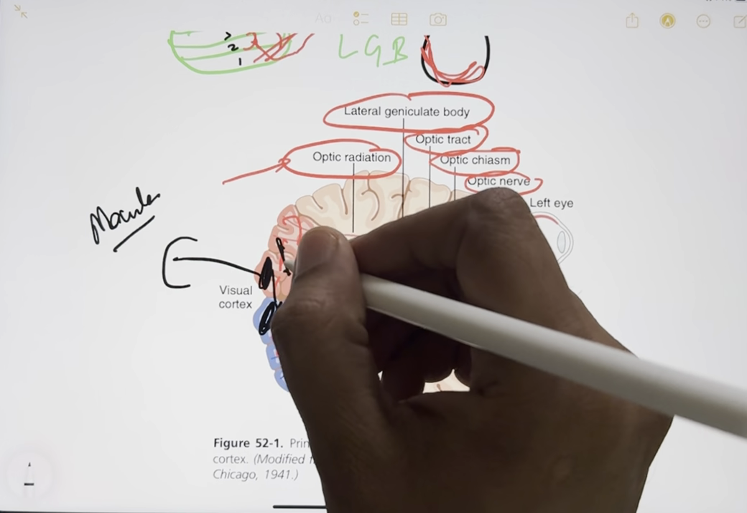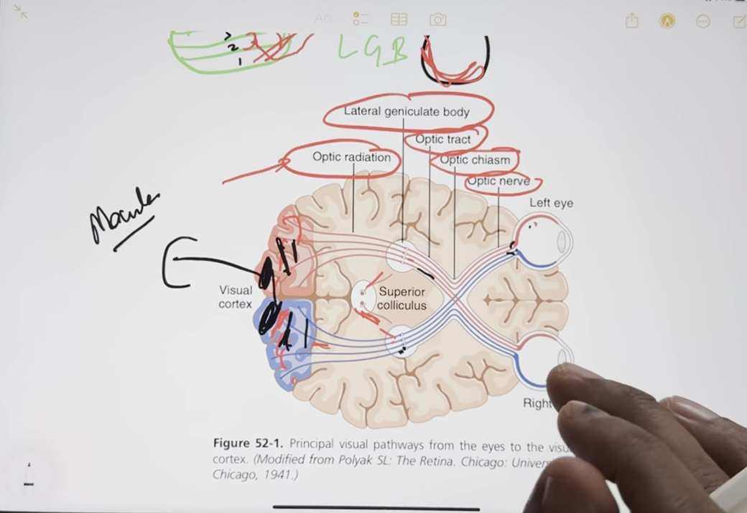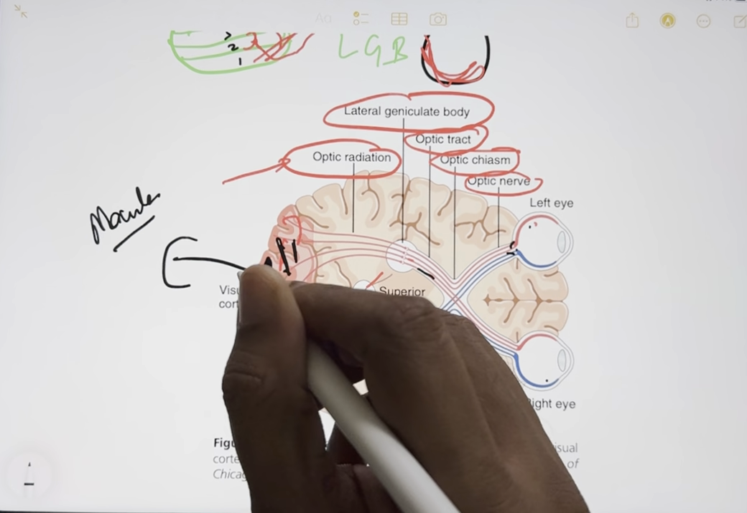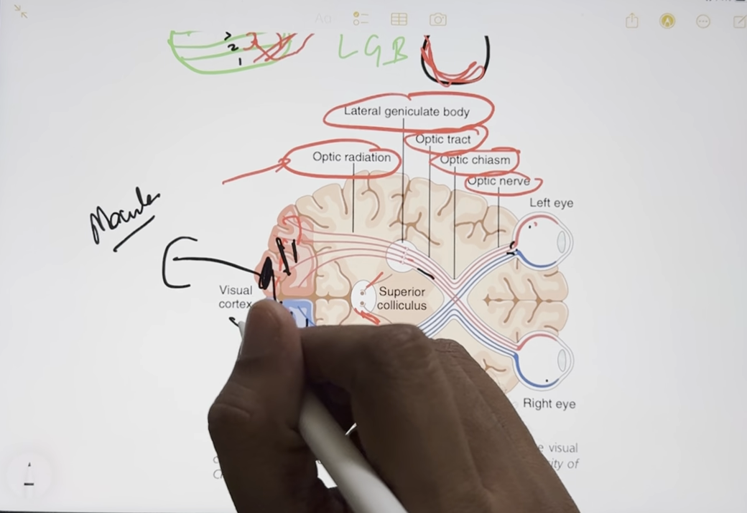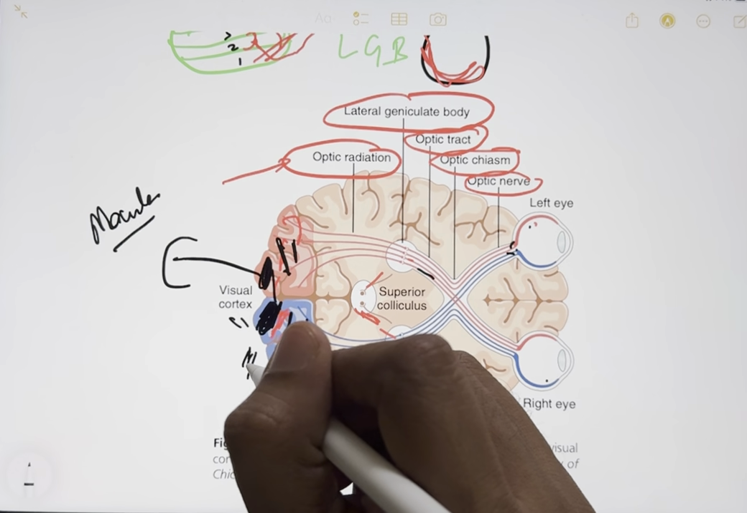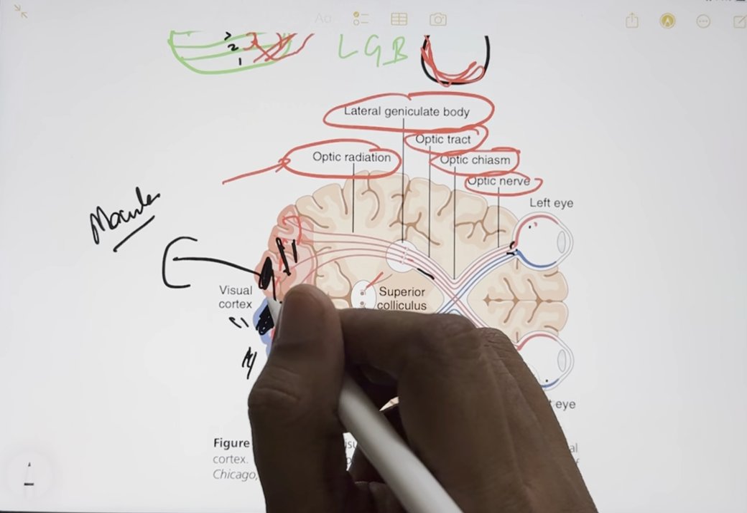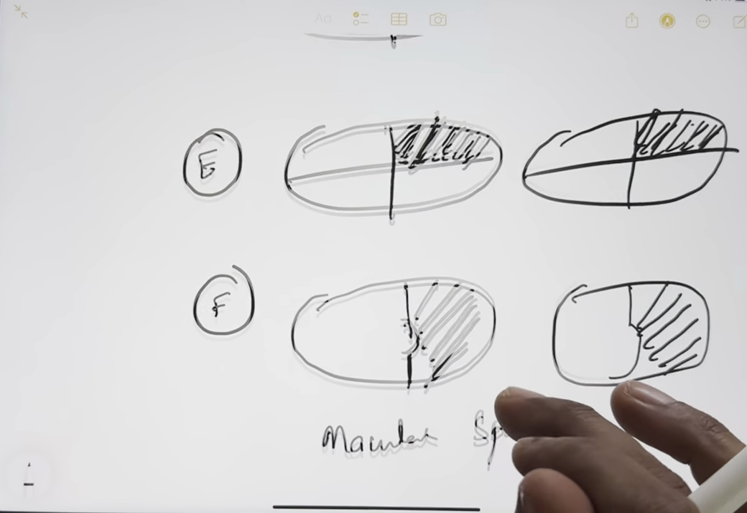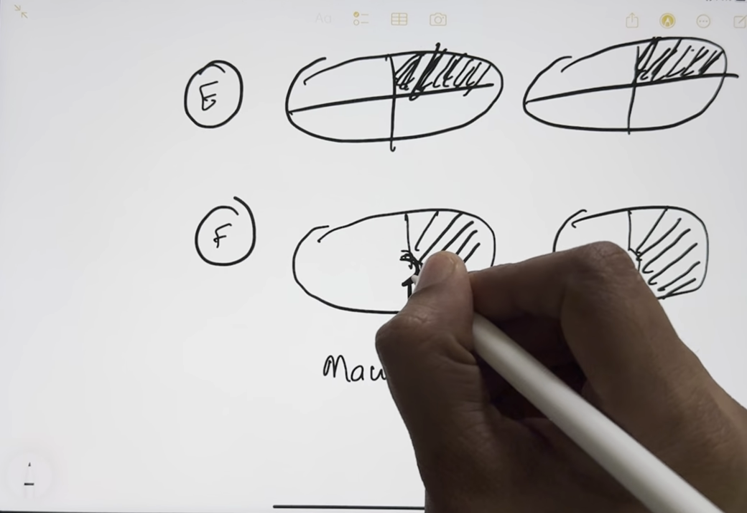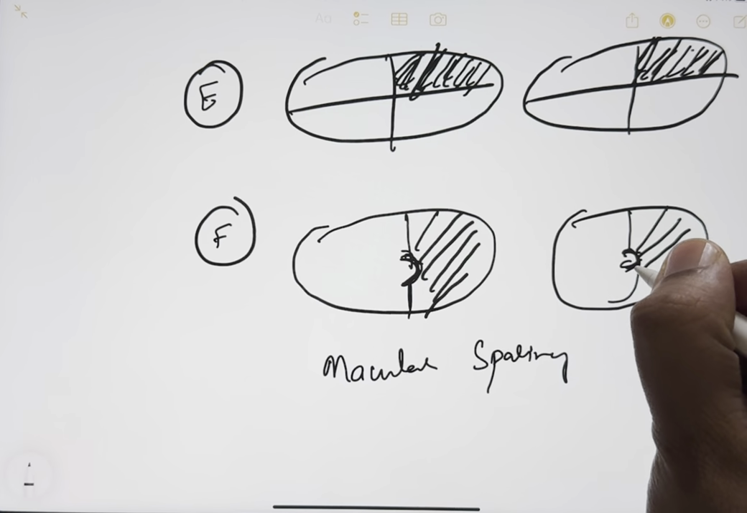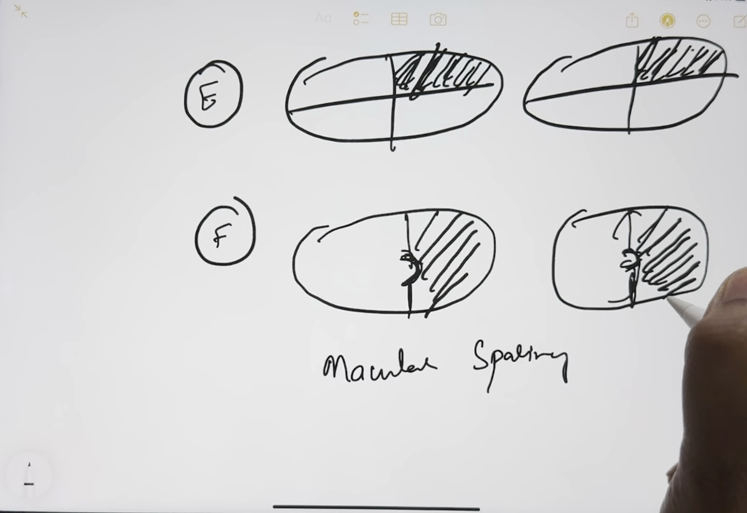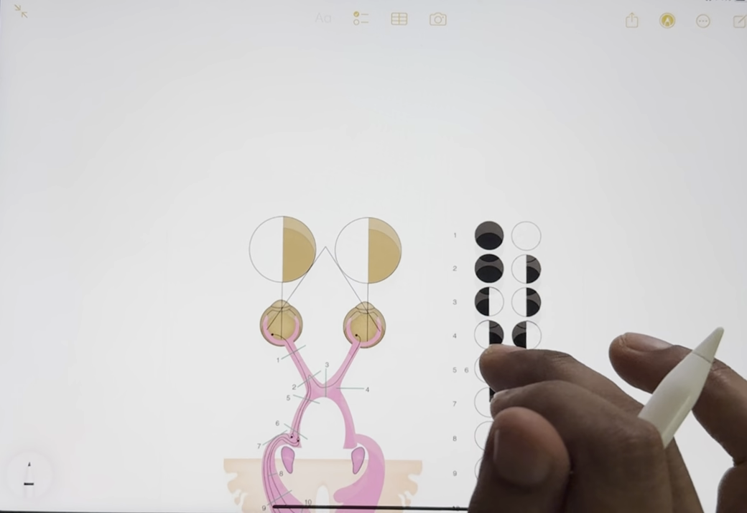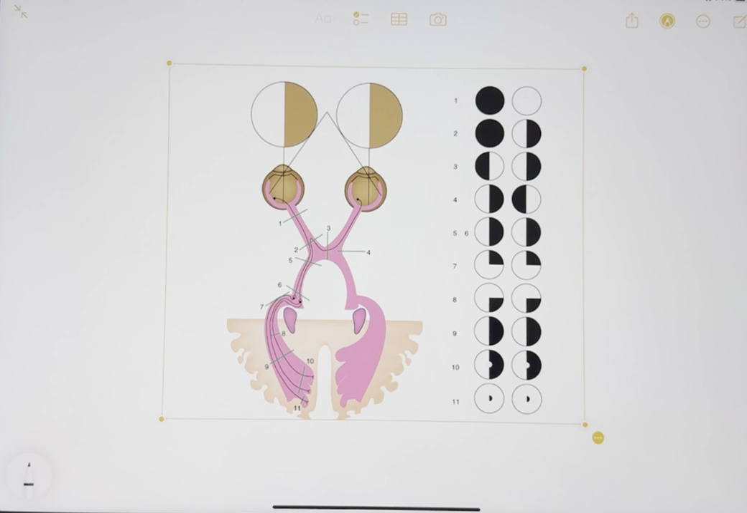Then the other parts are for the peripheral part of the retina. This macular part, the posterior most part, has a dual blood supply. So, generally this part is spared if there is obstruction of any one of the blood vessels. It is the site of highest visual acuity. So, there will be sparing of the central vision, that is the macular sparing, and the rest will be affected.